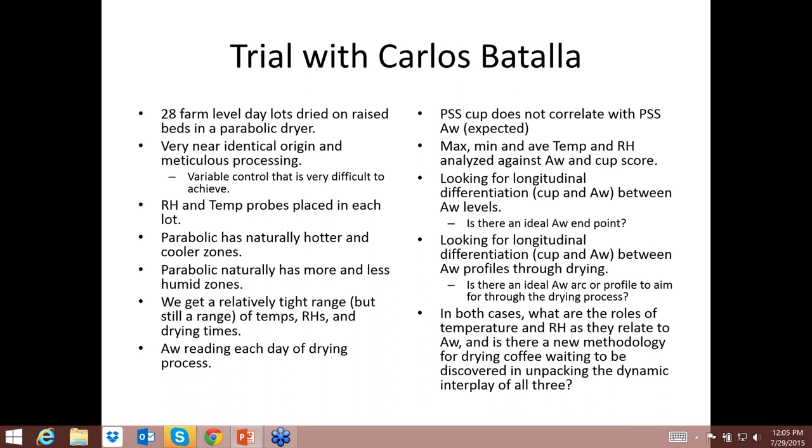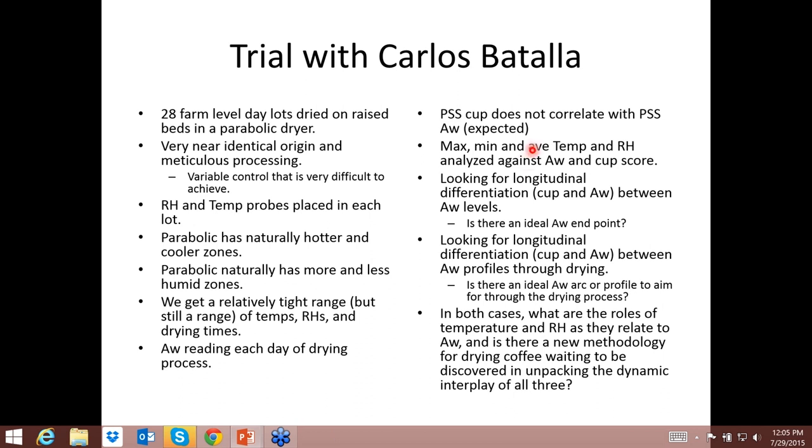So we go in and I got these relative humidity and temp probes from Wendy as well. And we're placing these in the coffee and throughout the dryer and also environmentally. We're going to watch what the relative humidity is, what the temperature is each day as the coffee's drying, and then we have Carlos there taking water activity measurements through the process, and the idea is, what's it look like? What's water activity look like?